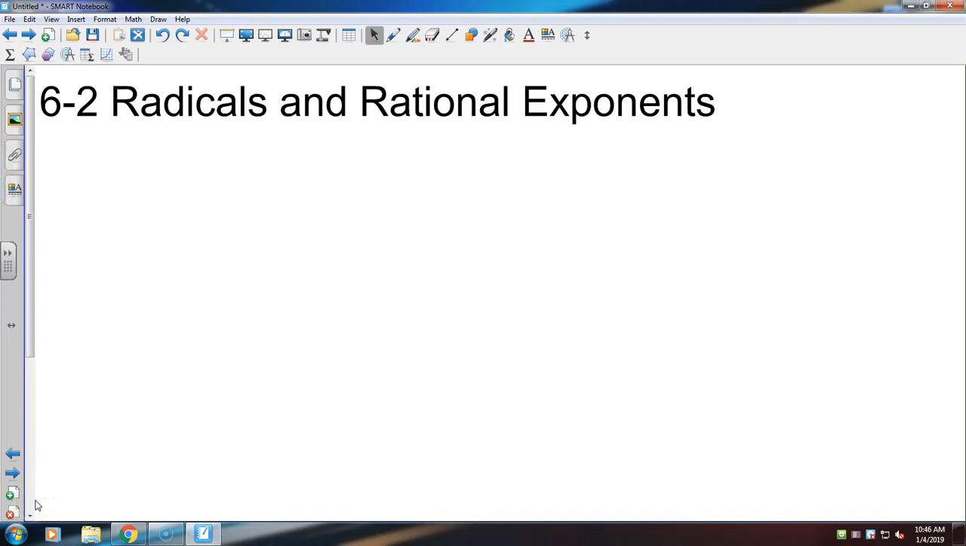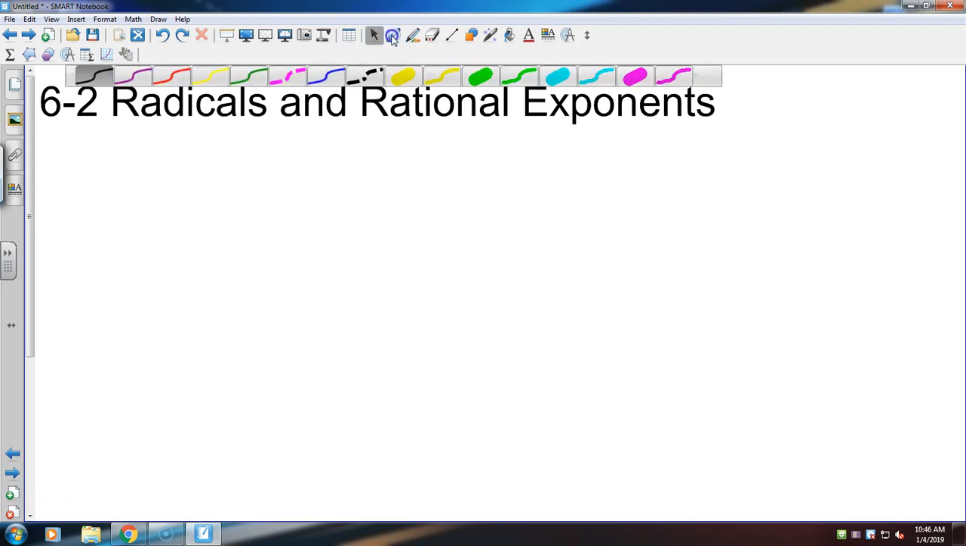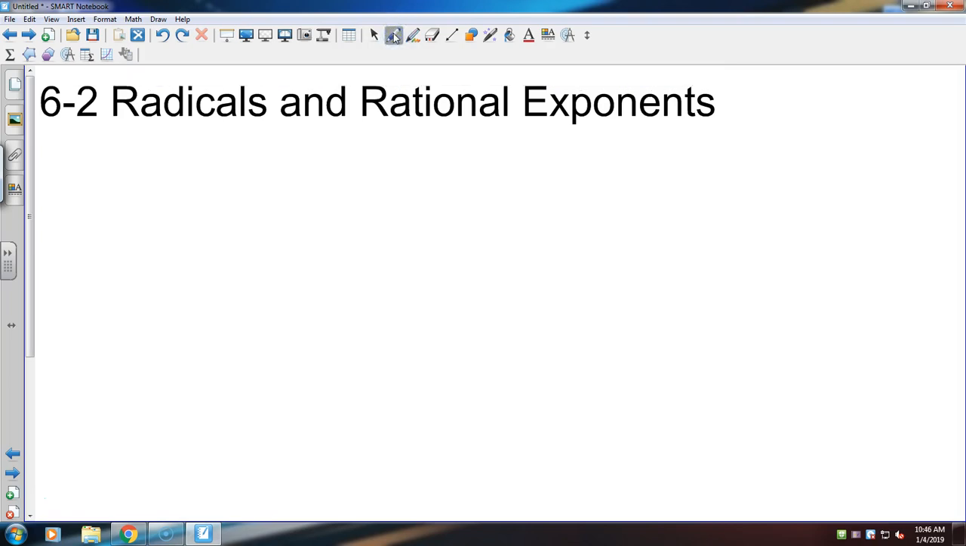Chapter 6, Section 2, we're looking at radicals and rational exponents. Rational means it's going to be a fraction exponent instead of a whole number. And so we're used to seeing the square root of 25. That's not new to us. But what is new to us is I can rewrite this as a rational exponent. And this is 25 to the 1/2 power.